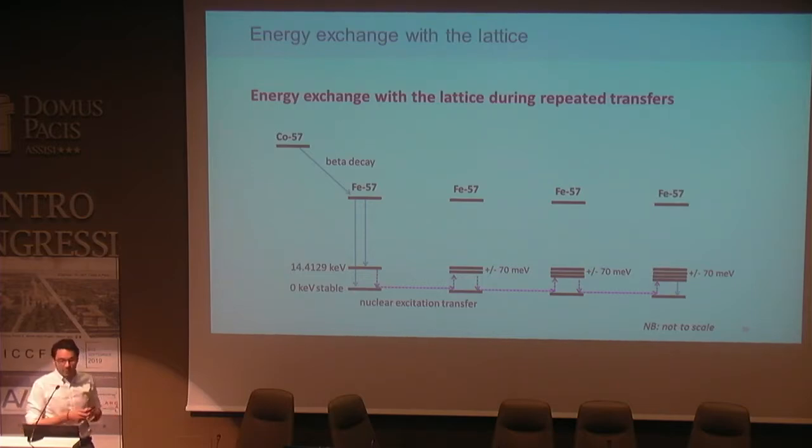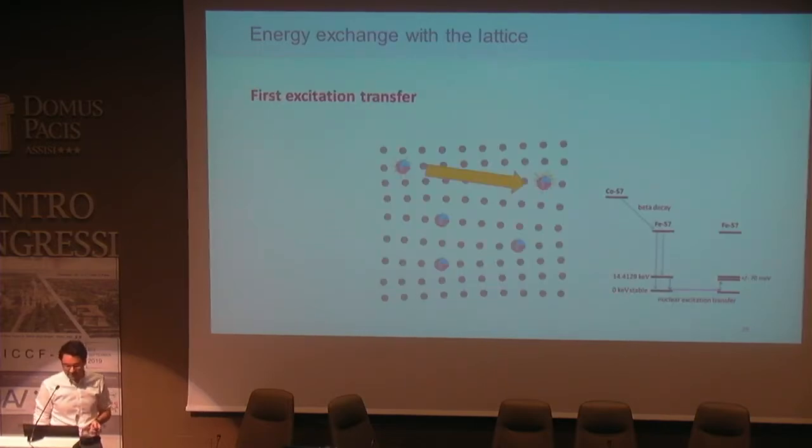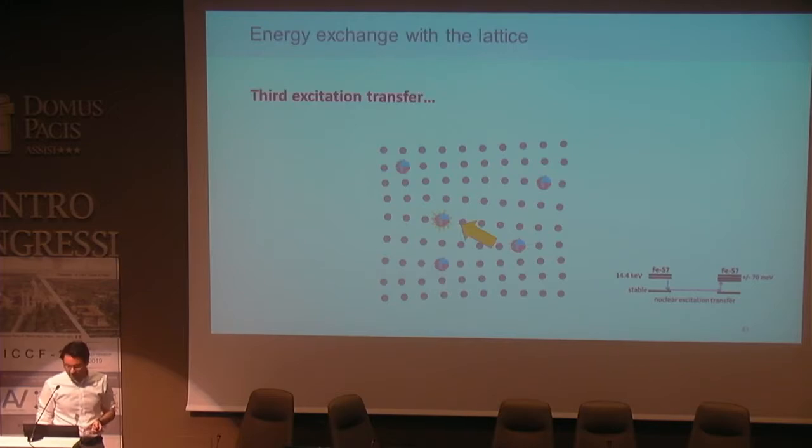So the 2 important variables here are: what's the lifetime of your state? If you want to magnify these effects, you want to have long-living nuclear states. And what's the rate of your transfer, which is proportional to the coupling strength. So if we look at this picture, we have repeated transfers, and as we have repeated transfers, we're building up these off-resonant states, and we're exchanging energy with the lattice.